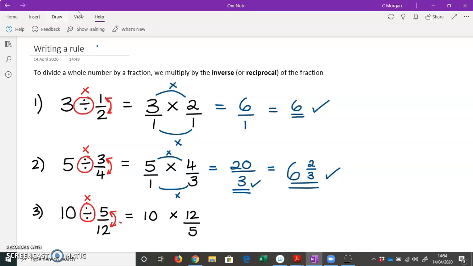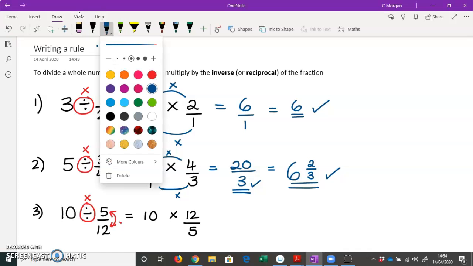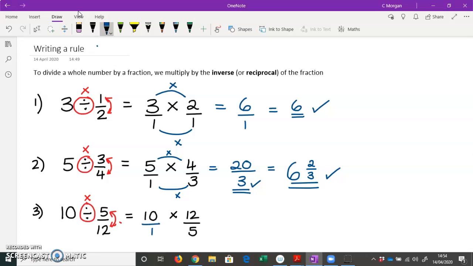I'm going to remember to find the right pen. I want to use a blue pen this time because I'm going to have 10 over 1 there. Good. Now, from our multiplying lessons, I did tell you that, of course, if you can simplify before you multiply, that would be better than simplifying at the end. Because if I were to multiply my numerators together, I would get 120, and then the denominator would be 5. And that's fine if I want to do that.